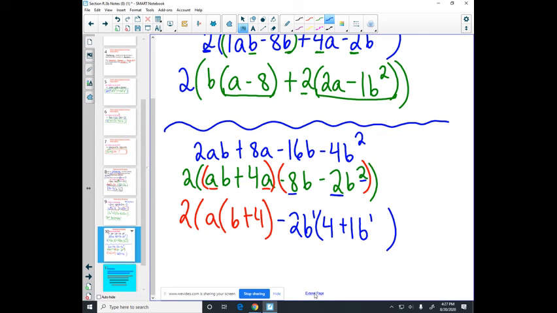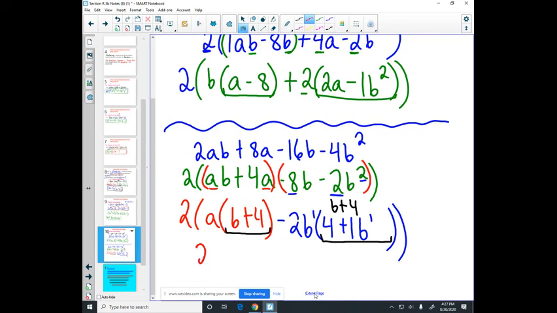Okay, and now we check and see if these look the same. This is b plus 4. This is 4 plus b, but remember that is the same thing because I can flip the order. And it's the same thing. So yes, they are the same. We can group them together.